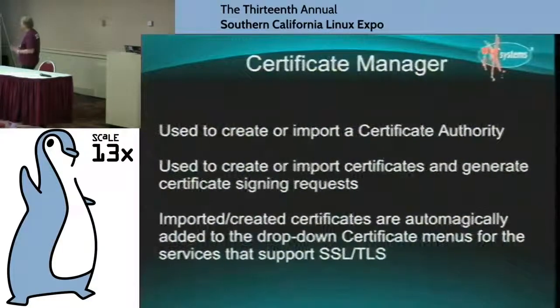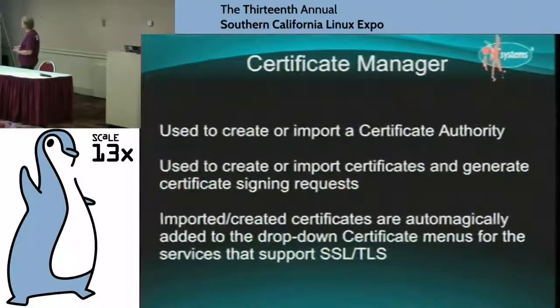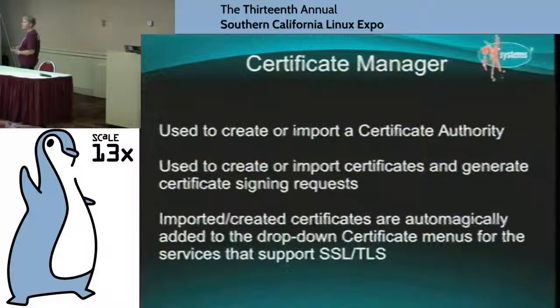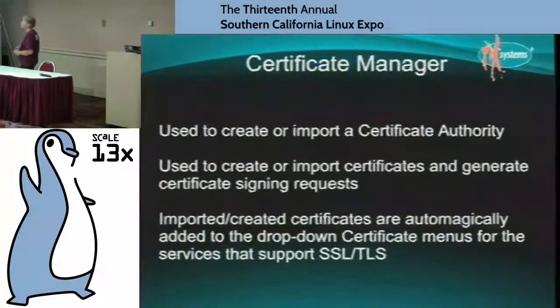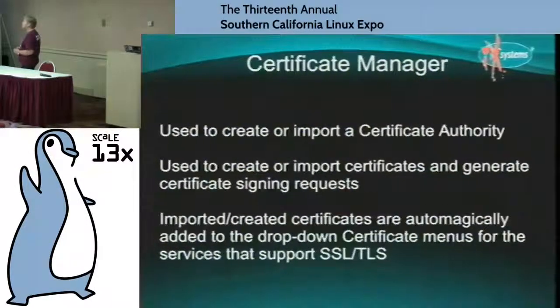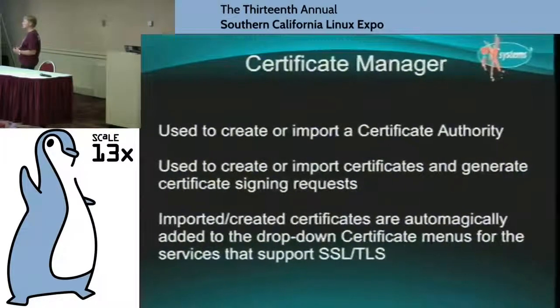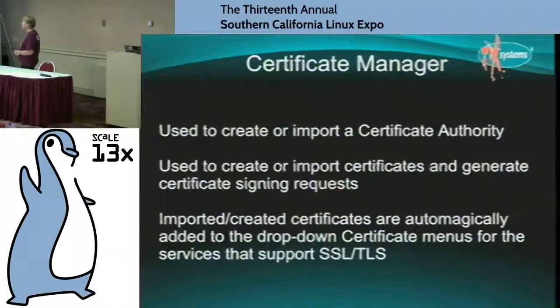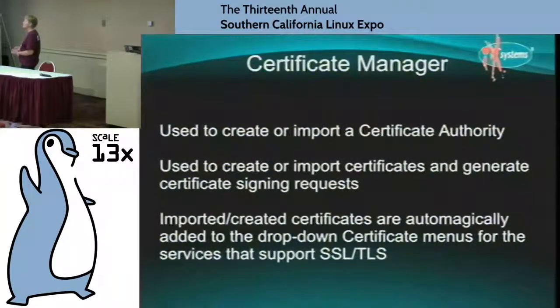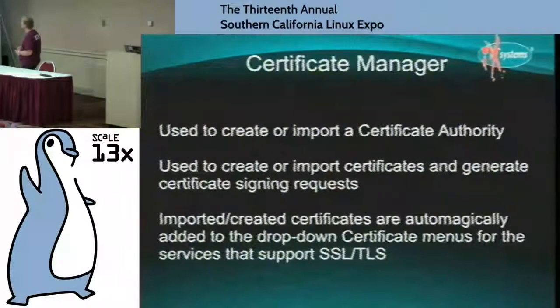So what we did is we added a graphical portion where you could make your own certificate authority, and then you could go and either create your own certificates, you could sign your own certificates, or you could import existing certificates. The nice thing about doing this is all of these services that support certificates, as soon as you create or import them, they appear in the drop-down menu of available certificates. So it makes it much easier to set up encrypted services.